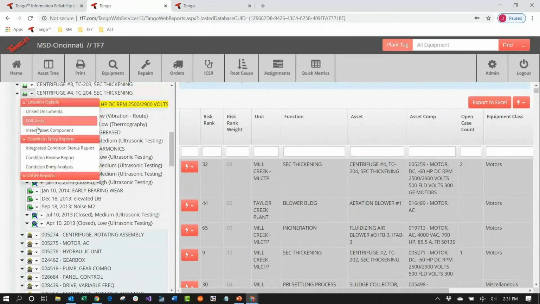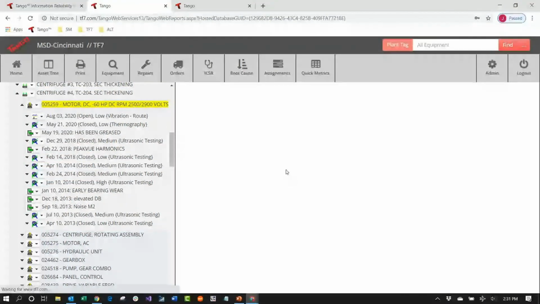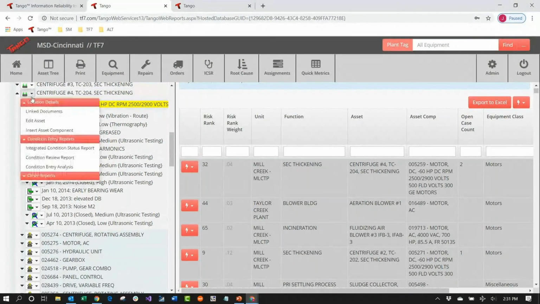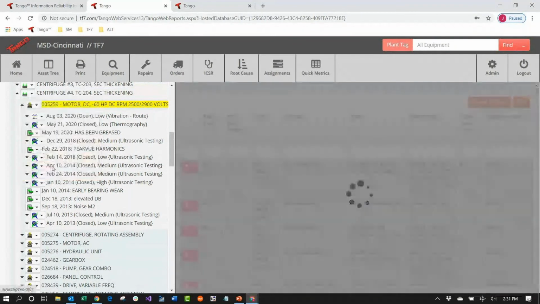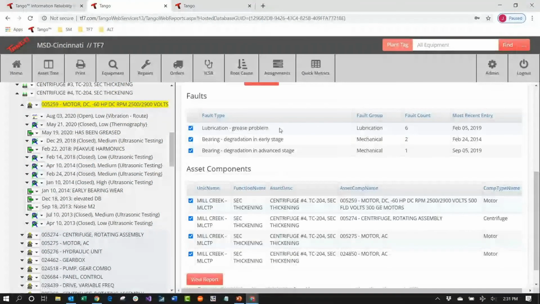And if I want to analyze that and get a little more detail, I can go into the asset level. I'm going to go to condition entry analysis for this asset that this motor is on. I'm going to look at the fault distribution report. I want to look at all the information. I'm just going to leave that as a default and apply the filter. And now what I want to do is to start looking at the raw data.